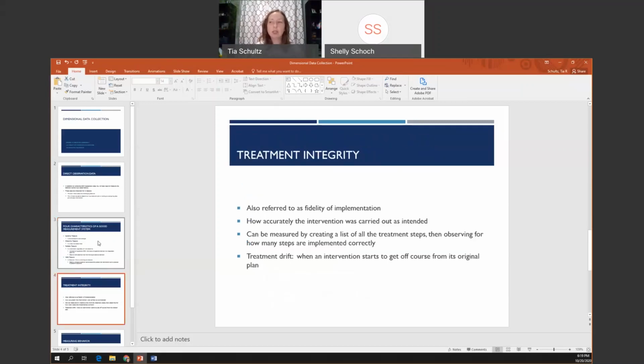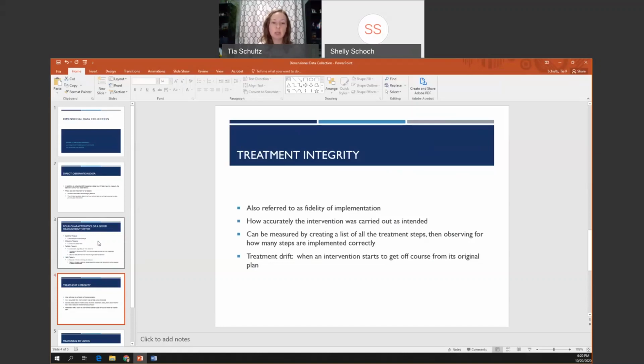The chapter also talks about treatment integrity, and this is really important. And if you read much research, you will notice that there is a shortage of data collection on treatment integrity, or also called fidelity of implementation. And this is when we're measuring how well an intervention is carried out. And unfortunately, we don't spend a lot of time on this as a field. We don't spend as much time as we should.